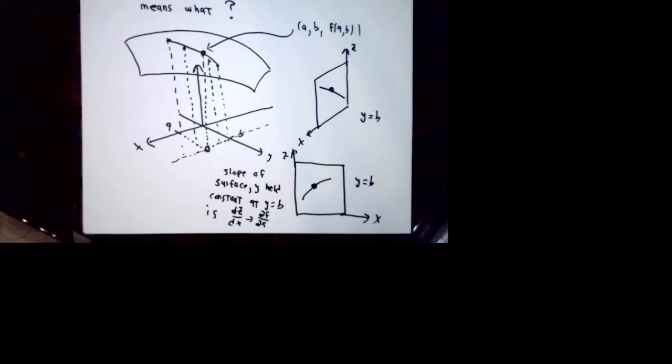Likewise, since we have only a single independent variable in this picture, the second derivative of z with respect to x, which would be the concavity, is the second partial of f with respect to x. In the same way, the partial derivative of f with respect to y is the slope of the surface in the positive y direction, and the second partial of f with respect to y is the concavity of the surface in that direction.